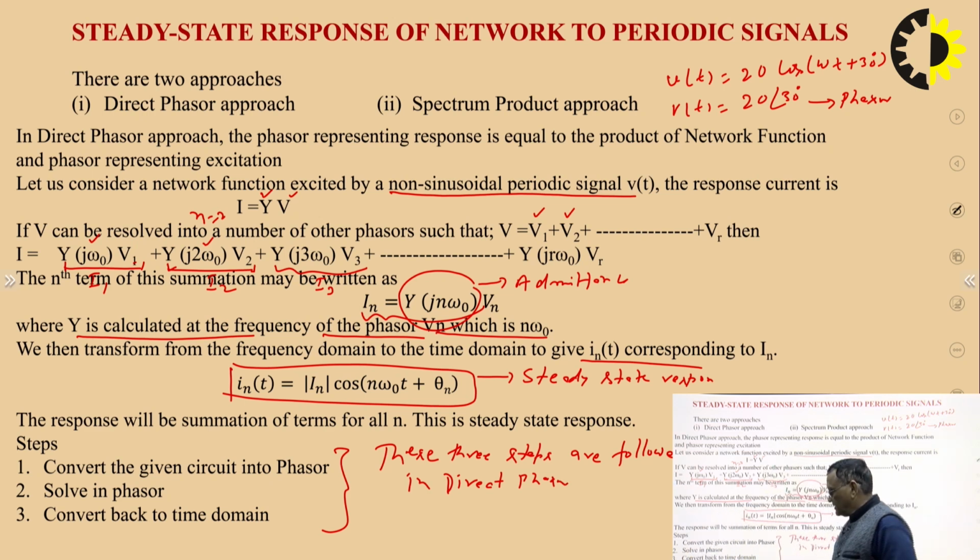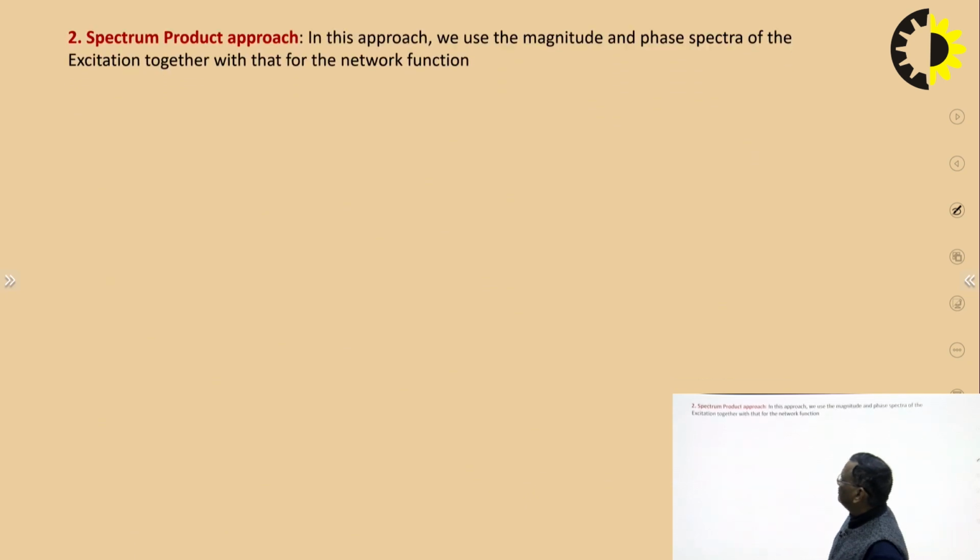So, convert the circuit into phasors, solve in the phasor domain, and convert back to the time domain to get the steady state response. This is one approach. Another approach is the spectrum product approach.